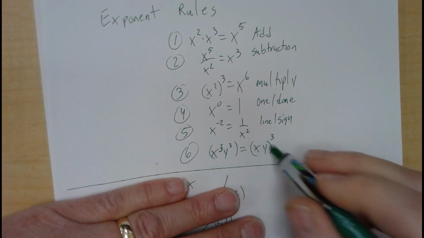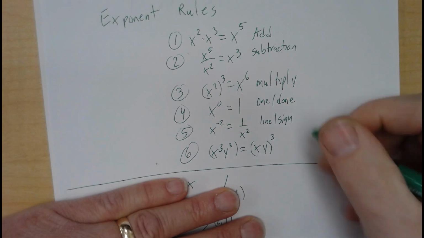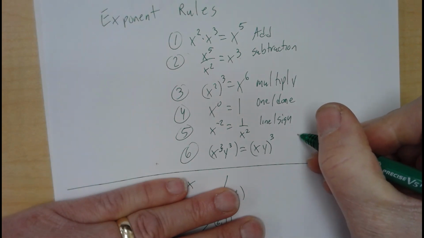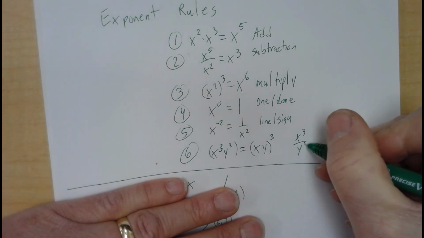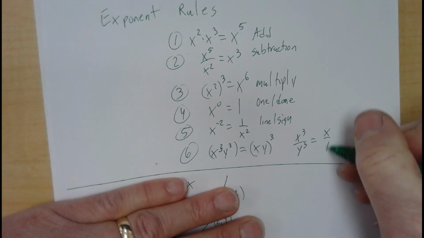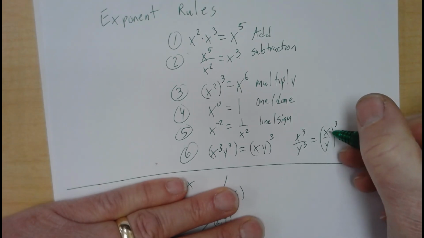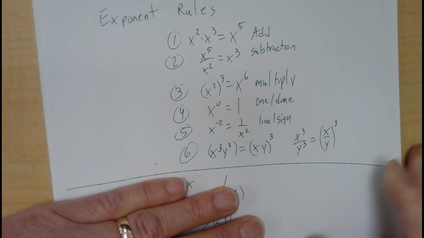So this one has to do with how exponents are distributed. This also works with division. If you have x to the third over y to the third, you could call this x over y to the third, because you cubed the top and the bottom of the fraction.